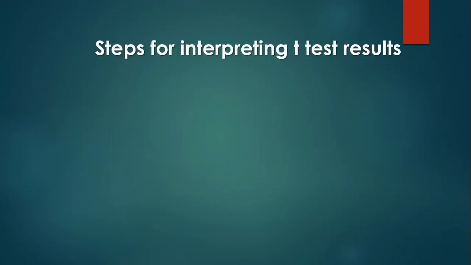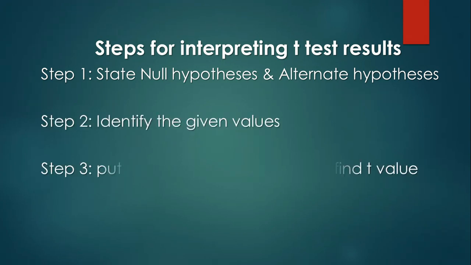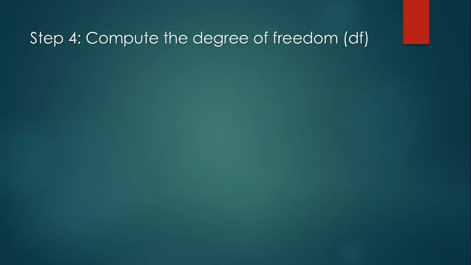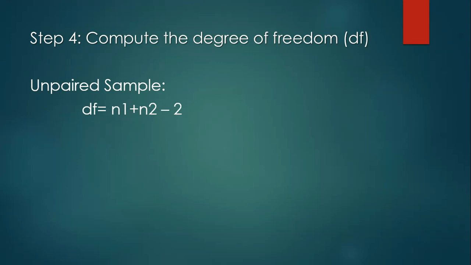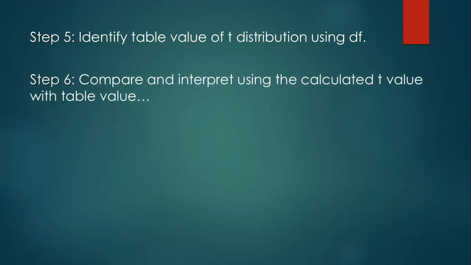Let's see the steps for interpreting t-test results. In step 1, we have to state null hypothesis and alternative hypothesis. Next step, we have to identify the given values. After that, we have to put the values in the equations and find t value. And thereafter, we have to compute the degree of freedom. Here, when we compute the degree of freedom, for unpaired samples, the DF will be calculated as n1 plus n2 minus 2. For paired samples, DF will be calculated by deducting 1 from the number of samples, that is n minus 1. And the next step, we have to identify the table value of t distribution using DF. And the last step, to compare and interpret using the calculated t value with table value.